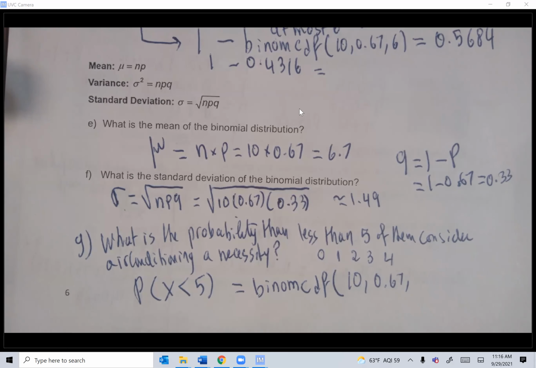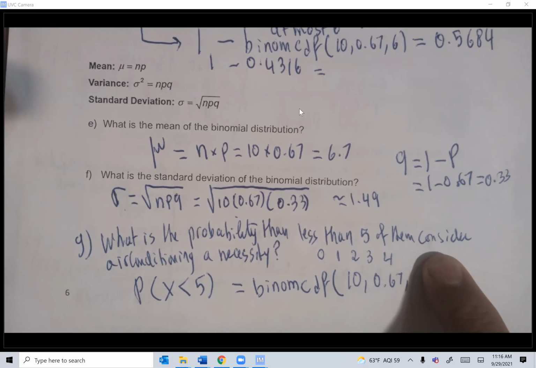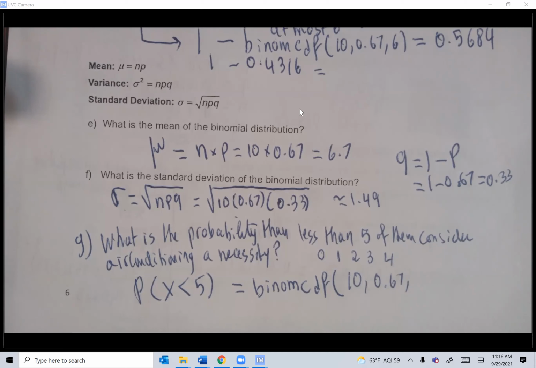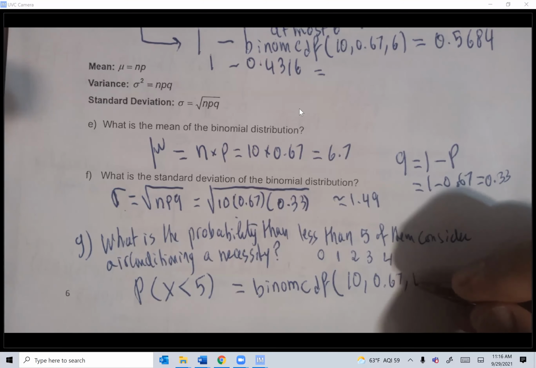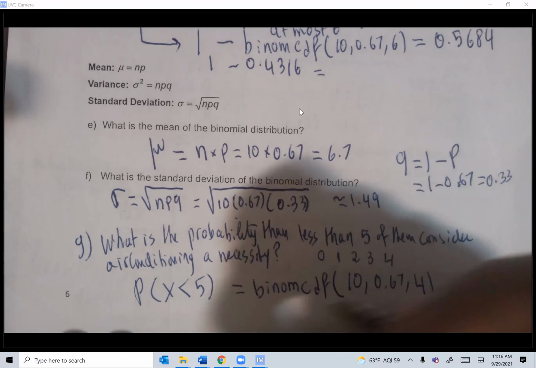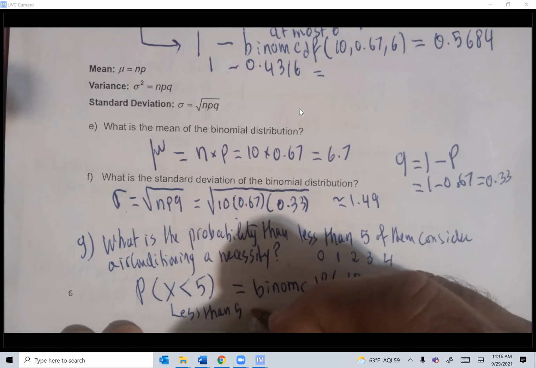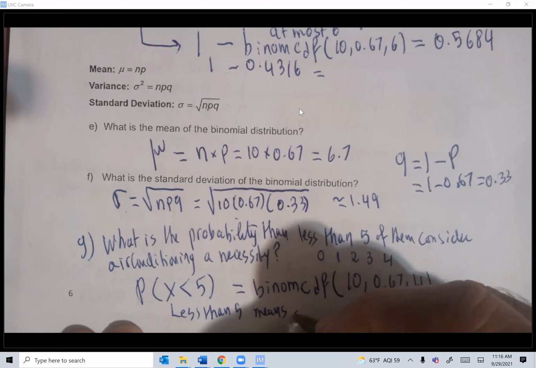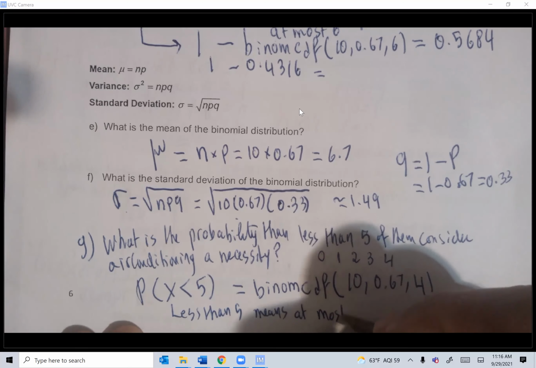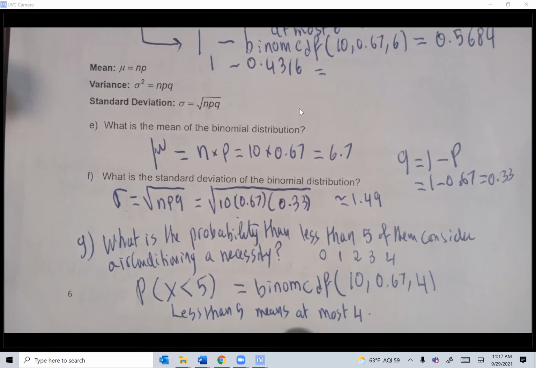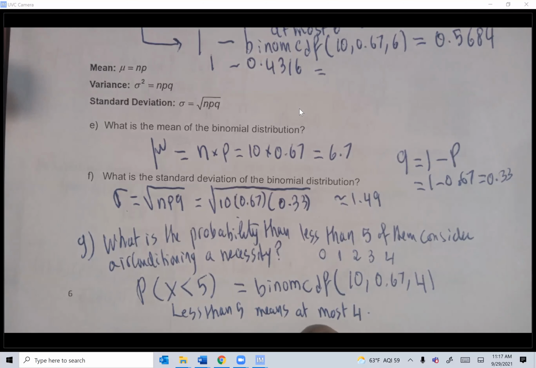So if I ask you guys to find the probability of x less than 5, you do a binomial CDF at 4. If I ask you to find the probability of x less than 3, you do a binomial CDF at 2, and so on and so forth. So there will be a 4 here. So less than 5 means at most 4. And at most, guys, we can use the binomial CDF to find it.